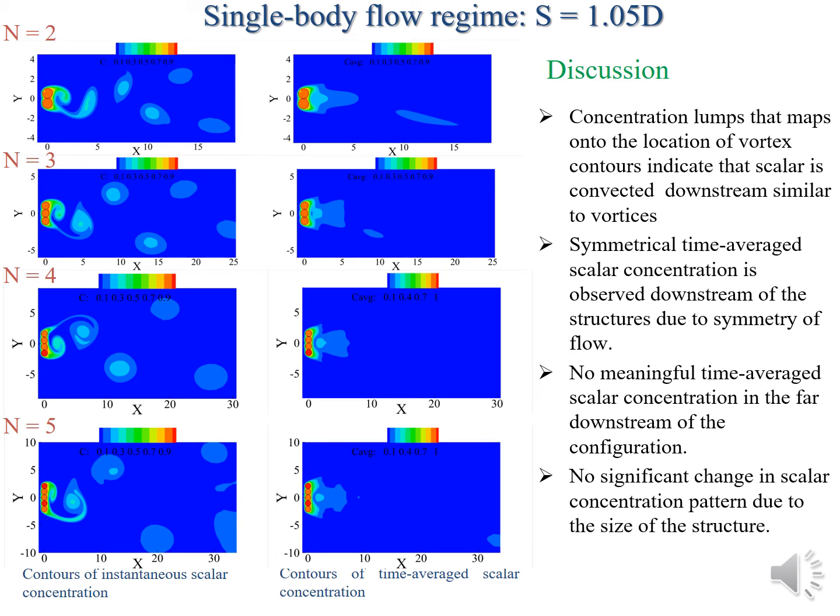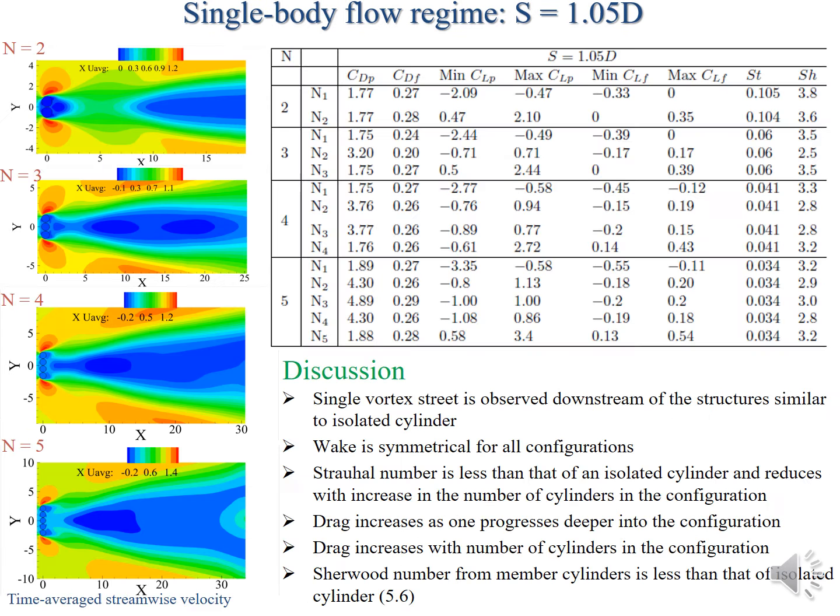So for this one, we can conclude that the change in scalar pattern due to the size of the structure is negligible. We don't have a lot of changes due to the size of the structure. So let's go to the flow structures.